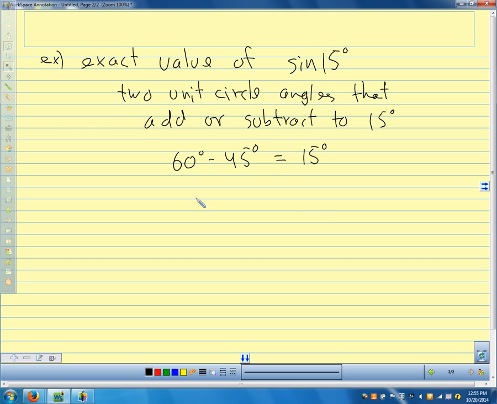The first one I thought of was 45 degrees minus 30 degrees. Either one of these is going to give us the same answer. So let's go with Josh's suggestion.